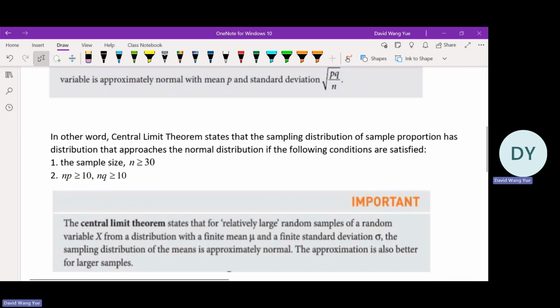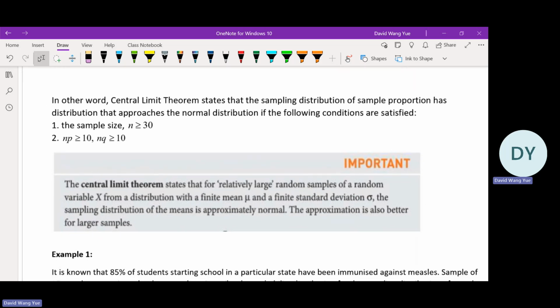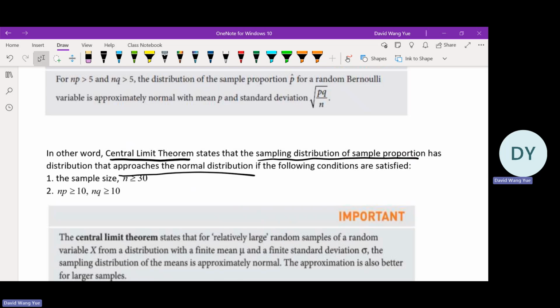You just need to remember two things. The first thing is the central limit theory. Remember this term. It states that the sampling distribution of the sample proportion approaches the normal distribution. So we always remember, if the question asks about the distribution of the sample proportion, the answer is the same: the distribution of the sample proportion is approximately normally distributed.